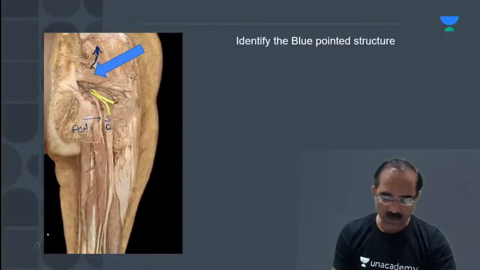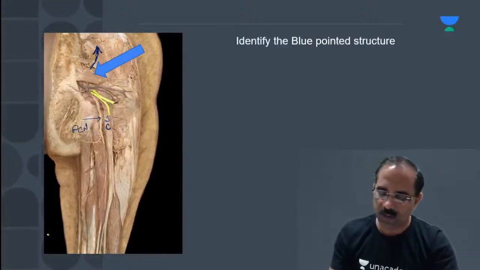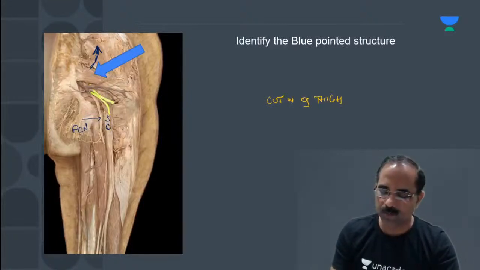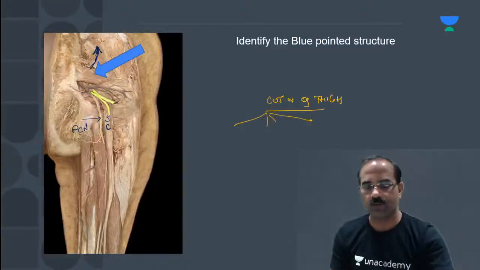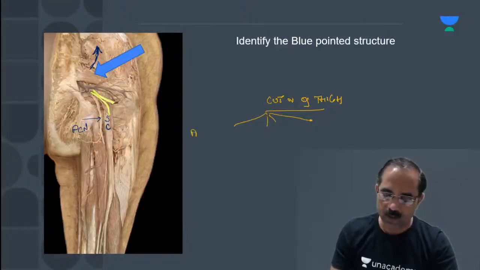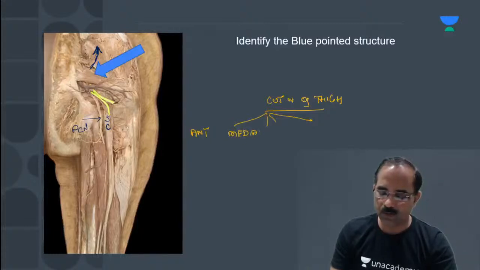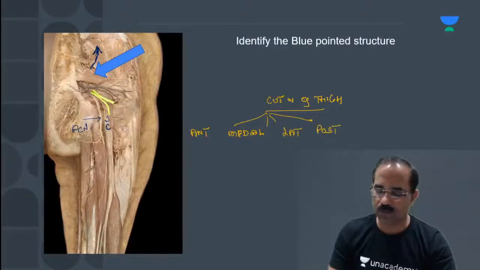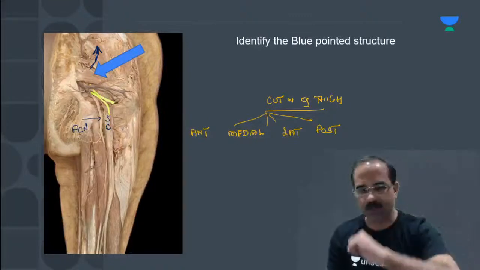Students, I would like to tell you about the cutaneous nerves of the thigh. They are four in number: the anterior cutaneous nerve, the medial cutaneous nerve of thigh, the lateral cutaneous nerve of thigh, and the posterior cutaneous nerve of thigh. Can anyone shed some light on this?